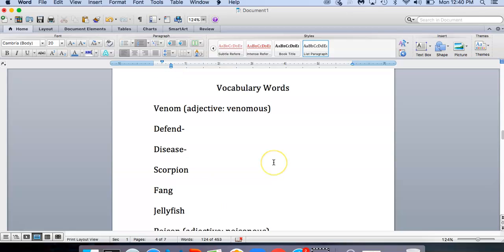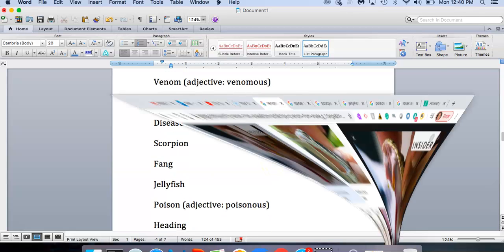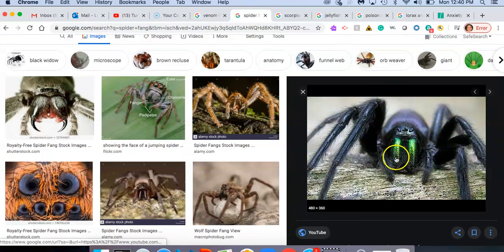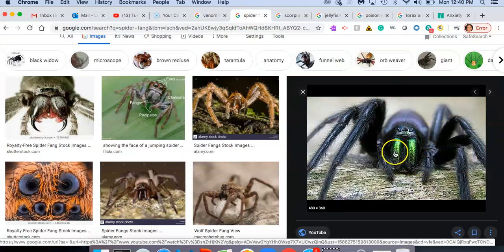Awesome. Okay, so let's start with venom. Okay, venom is basically this liquid that you see when a poisonous snake bites you. There would be venom that is released, and this is the fang. The fang is like their sharp teeth, okay? And that's how venom is released. This is a spider. Spiders also have fangs like this. They're a little bit smaller.